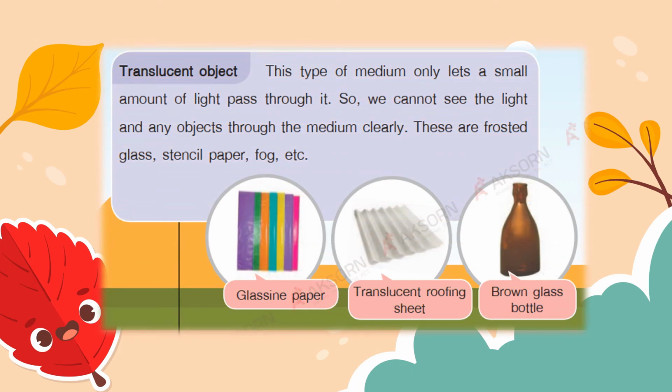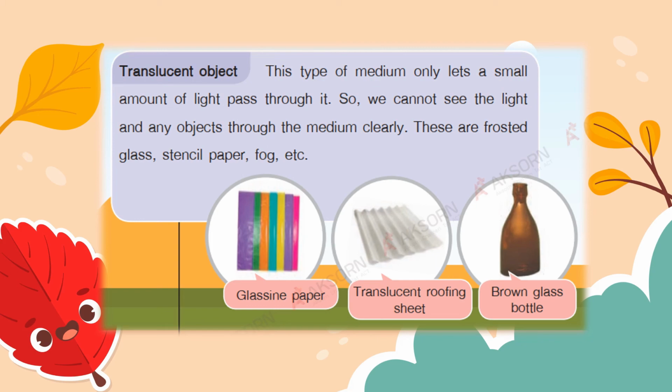Translucent object. This type of medium only lets a small amount of light pass through it, so we cannot see the light and any object through the medium clearly. There are frosted glass, sealed paper, and fog. Okay, that is an example of translucent. If you say translucent object, not all of the light from sunlight passes through this object, like glass and paper, translucent roofing sheets, or brown glass bottle. Okay, those are objects you can include as translucent objects. So the first one is transparent, next is translucent object.